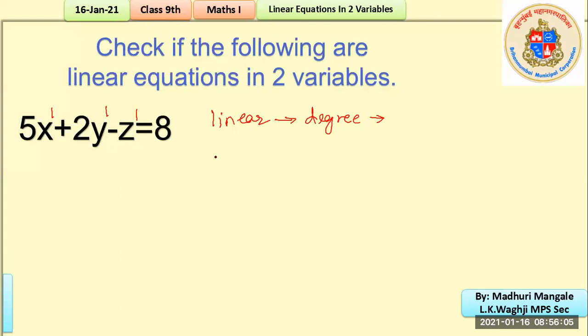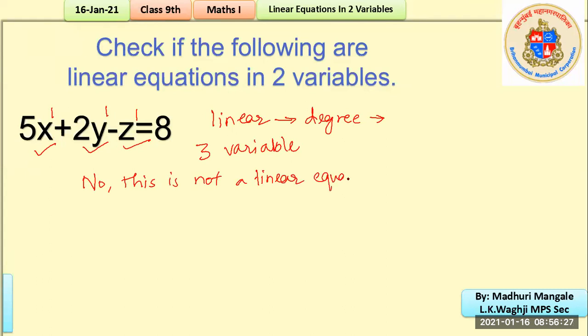But does it have two variables? Check how many variables it has. x, y, and z. There are three variables. So we say, no, this is not a linear equation in two variables, and the reason is because it has three variables.